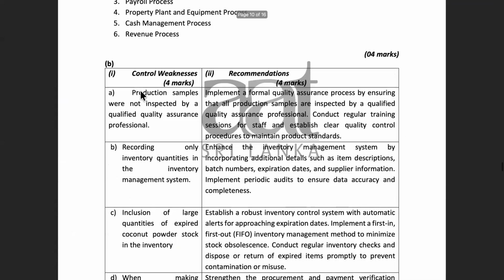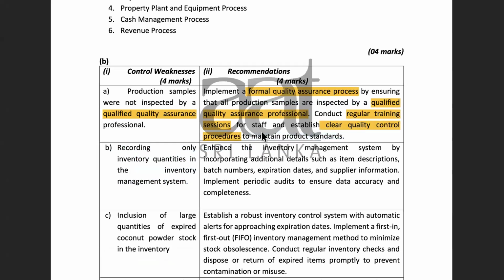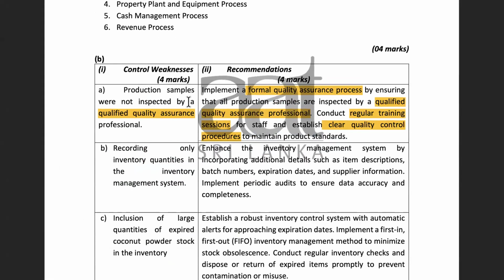The first one is production samples were not inspected by a qualified quality assurance professional. Qualified people, as I mentioned earlier. So what's the recommendation? Implement a formal quality assurance process by ensuring that all production samples are inspected by a qualified quality assurance professional. Conduct regular training sessions for staff and establish clear quality control procedures to maintain product standards. This is the only thing we can recommend now.